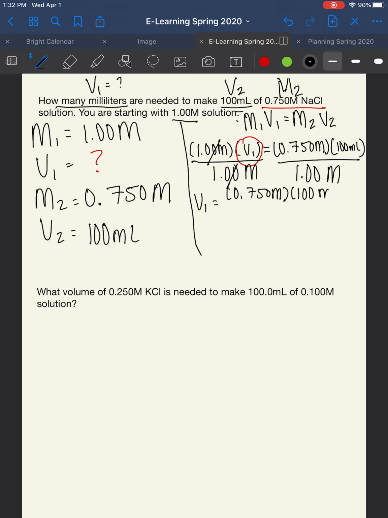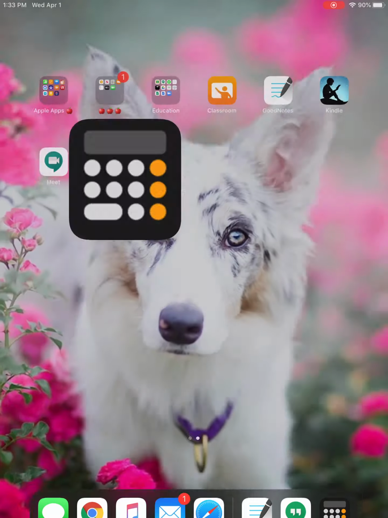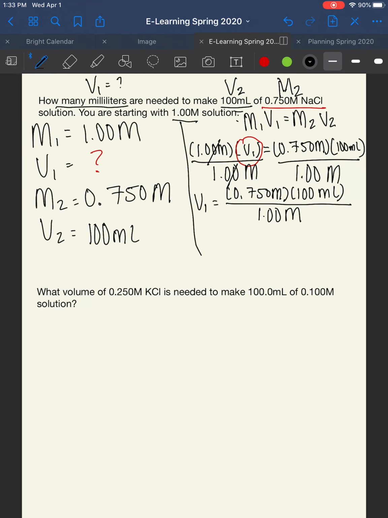0.750 times 100 mL divided by 1.00 molar. Okay, so now let's go ahead and solve that. 0.750 times 100 divided by 1. An answer divided by 1 is just whatever answer you got previously. So then my answer is 75.